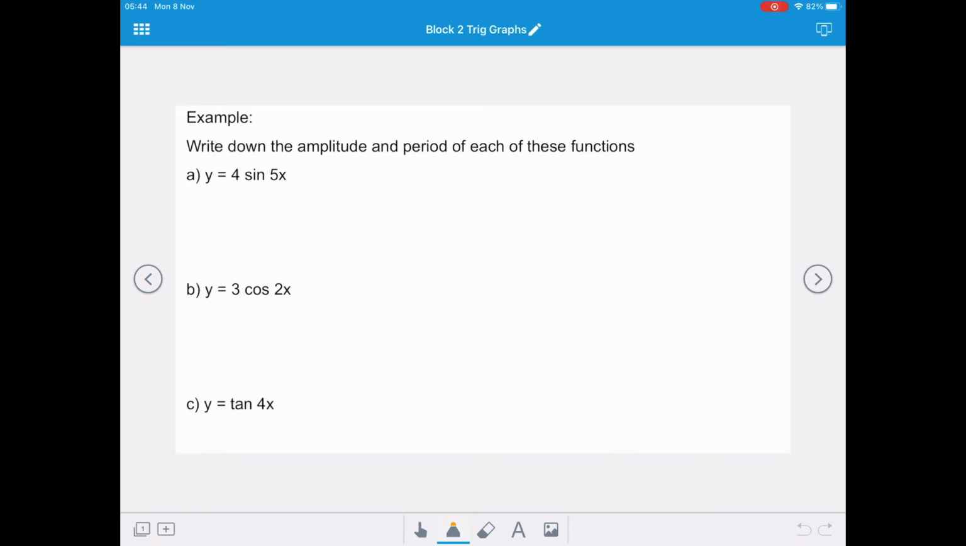So in these examples, we want to write down the amplitude and period of each of these functions given the equation of their graphs. So in the first one, we've got y equals 4 sine 5x. So we know that the amplitude corresponds to the value that's the multiplier in front of our trig function. So for y equals 4 sine 5x, a is going to equal 4. And this is our amplitude.